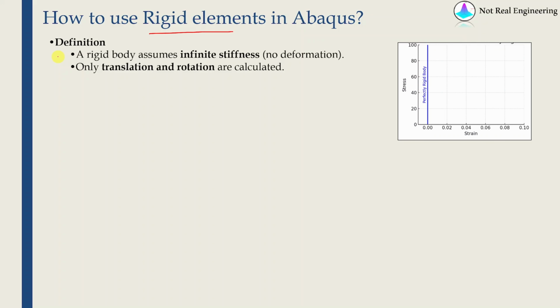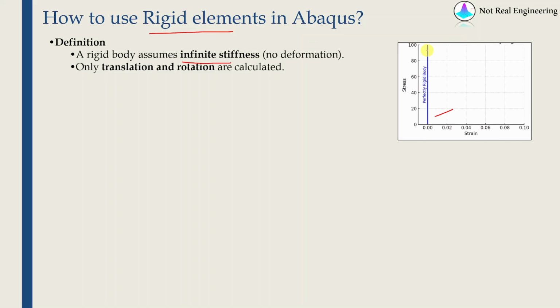Let's say you want to model some part whose stiffness is much higher compared to all other parts in your model. In that case, we can assume that part as a rigid body. A rigid body is nothing but material with infinite stiffness, and if stiffness is infinite, it can't undergo any deformation. Hence, if we plot a stress strain graph for a rigid body, it will look something like this. Strain will always be zero, although stress goes to infinity.